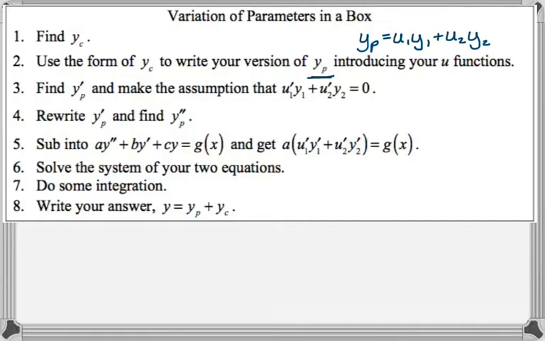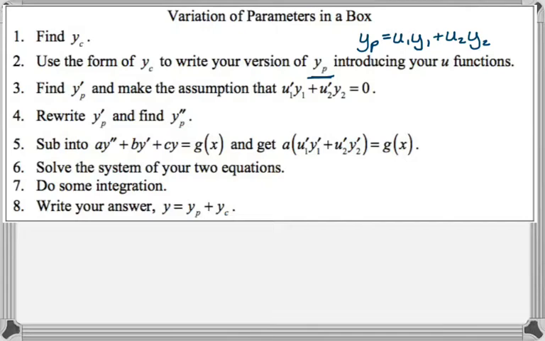So that's maybe the weirdest part of this. Once we do that, we're going to find y sub p prime, so we're going to find the derivative of that. Then we're going to make the assumption that u1 prime y1 plus u2 prime y2 is equal to 0. It's a big assumption that we make, but we're going to do that, and that's going to give us one equation that we can work with.